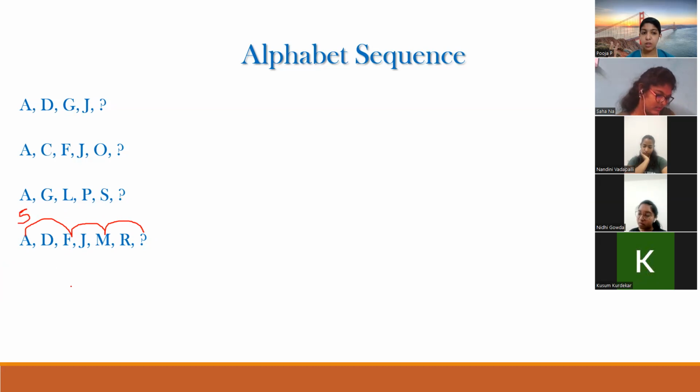B, C, D, E, F. So G, H, I, J, K, L, M. You got seven. So you're getting odd numbers starting from 5. So what should be the next one technically? So 7, M to R, it is supposed to be 9. So count M. N, O, P, Q, R, S, T, U, V. So V is supposed to be your answer.